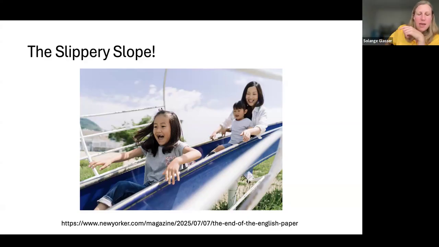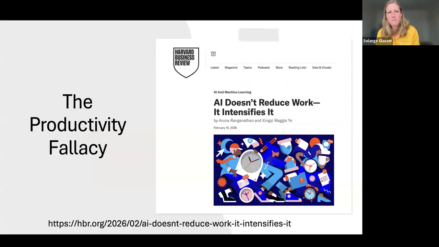Now, there's a fantastic article in the New Yorker called The End of the English Paper. And it's a journalist who is speaking to university students about their use of generative AI. And it speaks about this. So it's a great paper to read.